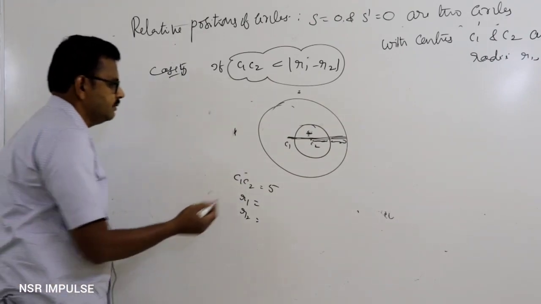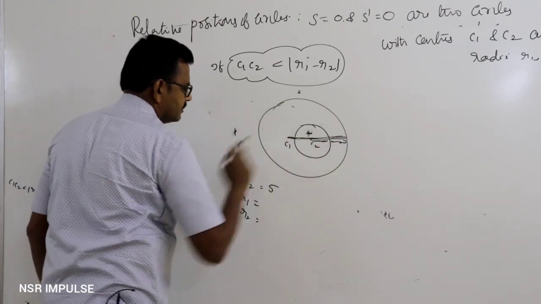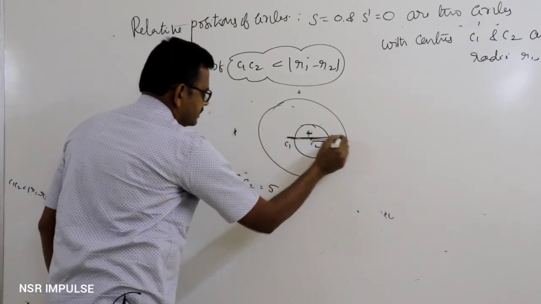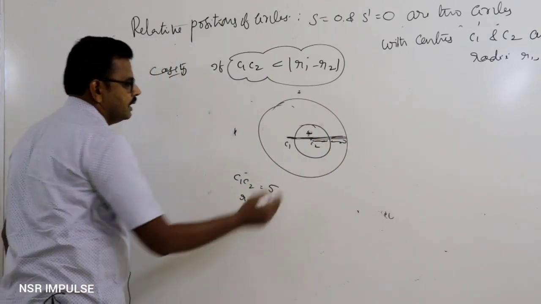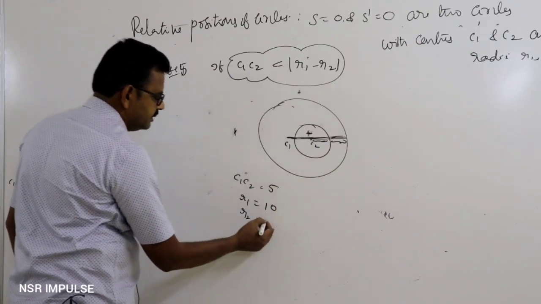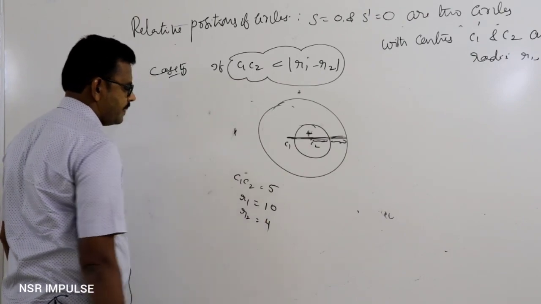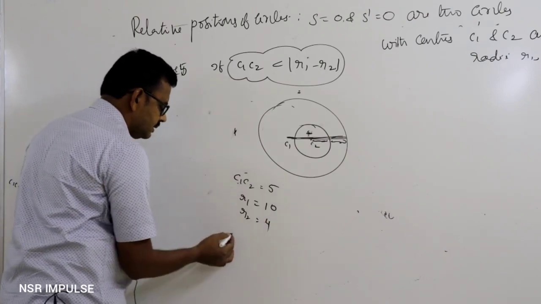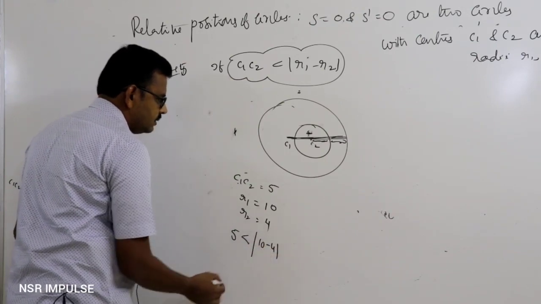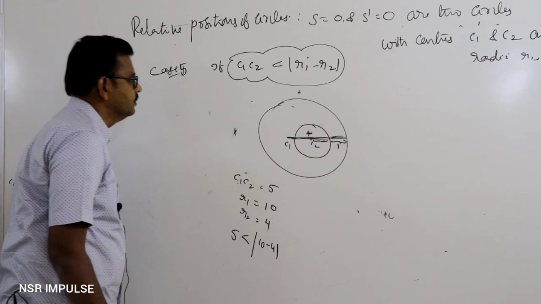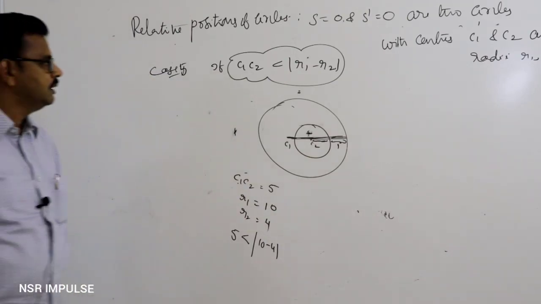Suppose the distance between the centers C1C2 is some 5, R1 is some 10 units, and R2 is let it be some 4 units. Therefore, C1C2 is 5, which is less than 10 minus 4, that is 6. The gap is 1 unit. So C1C2 is less than mod of R1 minus R2.